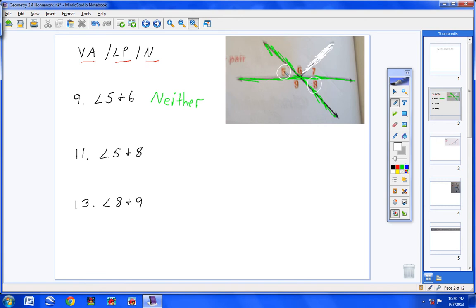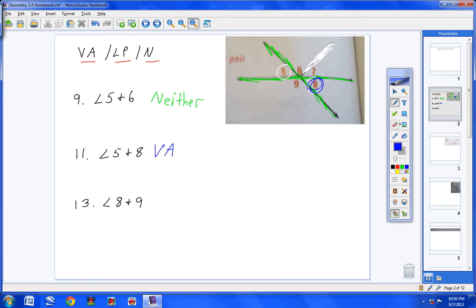See the green line? See the green line right there? It's like a line coming down. Sorry about that. Let me switch. It's like a line coming down and a line going straight across. And it should be a little longer. And there's 5 and there's 8. They're definitely vertical angles. So the answer to 11 is VA, vertical angles.